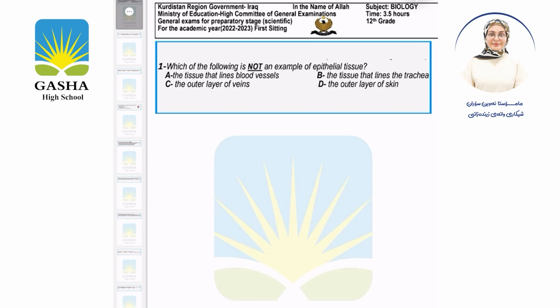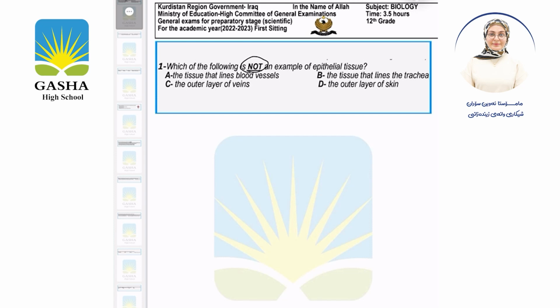Let's start. The first question: which of the following is not an example of epithelial tissue? So the question is asking about "not an example," which means the incorrect answer. So we will choose the incorrect answer. Let's talk about the choices.